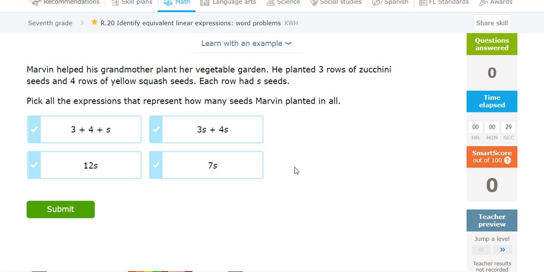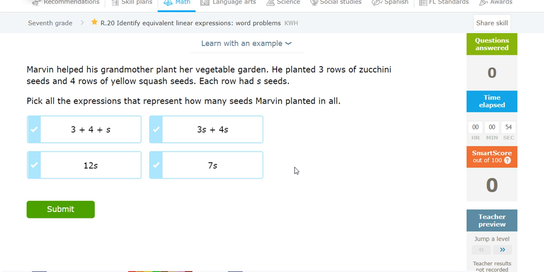Marvin helped his grandmother plant her vegetable garden. He planted 3 rows of zucchini seeds and 4 rows of yellow squash seeds. Each row had S seeds. Pick all the expressions that represent how many seeds Marvin planted in all. Okay, so again, the focus is to find the scenario that properly represents the situation.